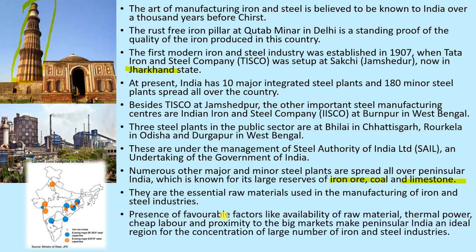The presence of favorable factors like availability of raw material, thermal power, cheap labor, and proximity to big markets make peninsular India an ideal region for the concentration of a large number of iron and steel industries. So all these required geographical features are available in the peninsular part of the country. That makes the presence of maximum iron and steel industry in peninsular India.